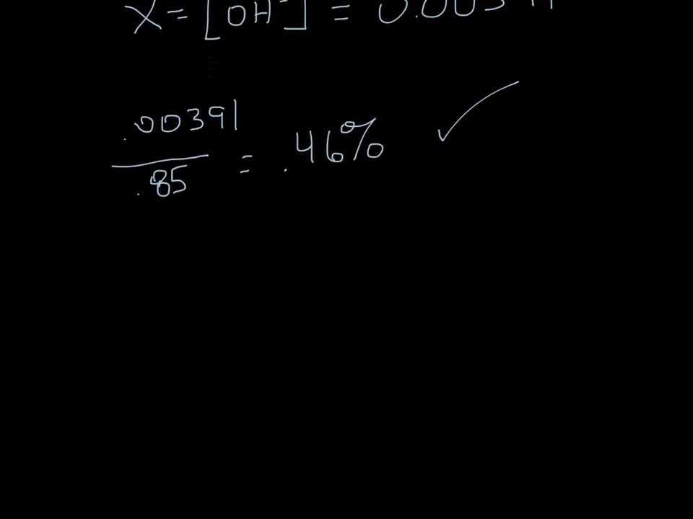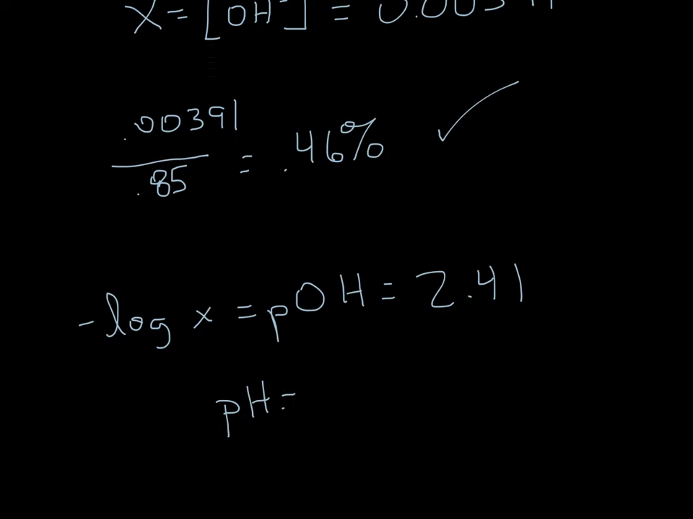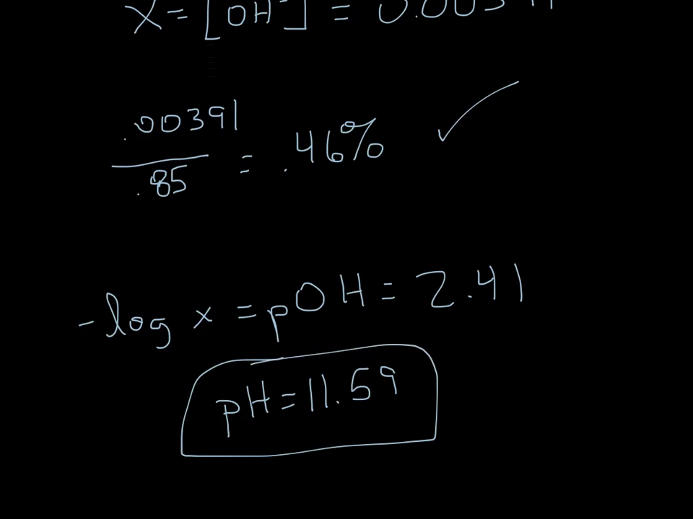So back to the problem at hand. If I take the negative log of x, remember that's finding pOH, not pH, and in this case my pOH is 2.41. Just another quick reminder, this tells me the power of 10, and these are my two significant figures, and that will give me a pH of 11.59. 11.59 makes sense because that is a basic pH.